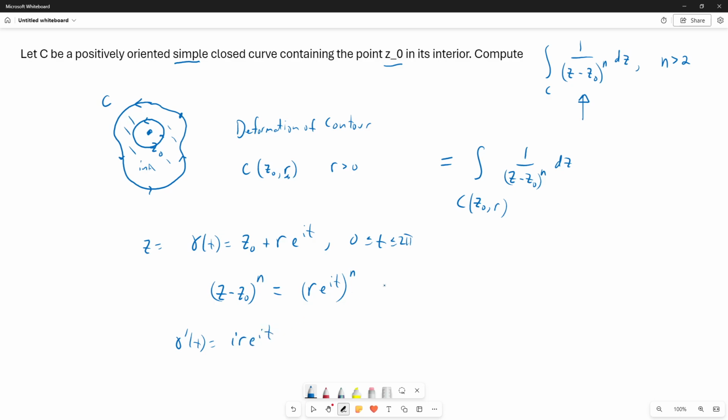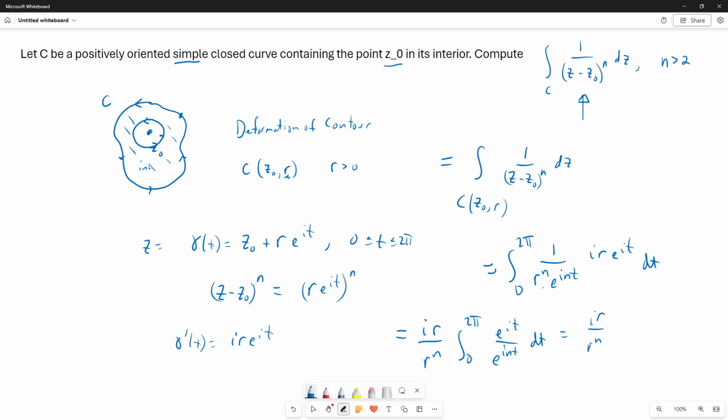and gamma prime of t is i r e to the it. So this integral is equal to the integral from 0 to 2 pi of 1 over, we replace f of z with f of gamma of t. So instead of (z minus z0) to the n, we'll put this. So it's 1 over, and we'll distribute the n here, r to the n e to the int, and then times gamma prime, which is i r e to the it. So we can take out i and r on the top and r to the n on the bottom, and we're left with e to the it over e to the int. This can simplify, but I'll worry about that later.